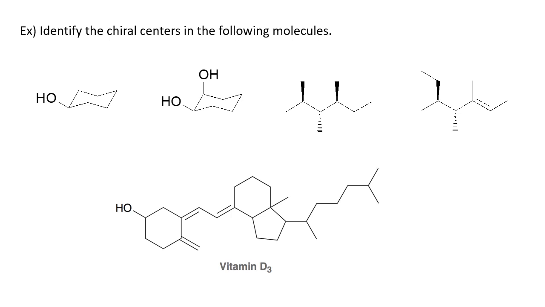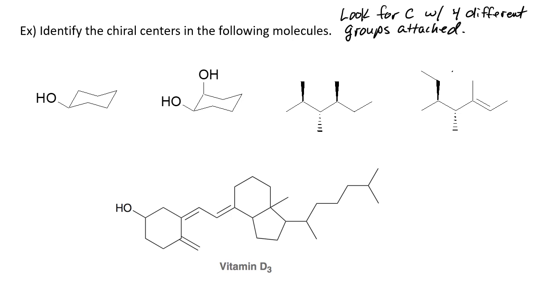All right, in this example, we're going to identify the chirality centers in the following molecules. So how do we do this? We're going to look for carbons with 4 different groups attached. If you'd like to pause the video and try this on your own, you can do that and come back and watch my explanation, or you could just keep it rolling and watch how I do this.